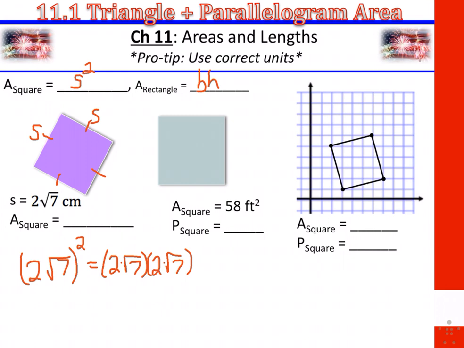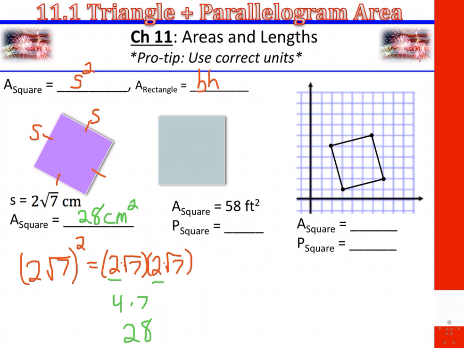So really, when I multiplied 2 root 7 by 2 root 7, I could choose to multiply the 2's to get 4. I could choose to multiply the root 7's. Root 7 times root 7 is root 49, which is just 7. Or the square root and the squaring of multiplying something by itself cancels out, and I get an area of 28. Since I was told that the original units were centimeters, I know that the area here is going to be centimeters squared.